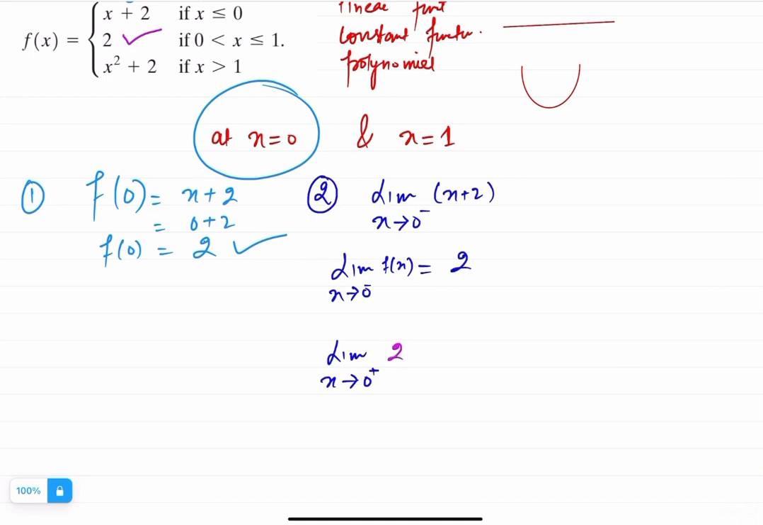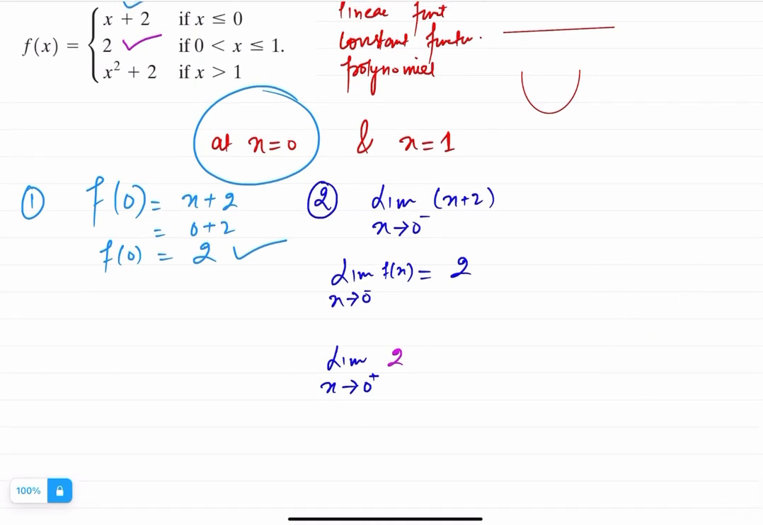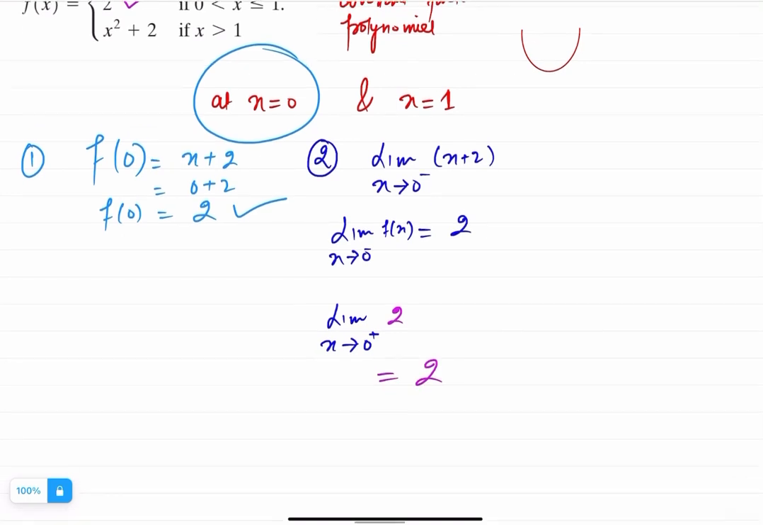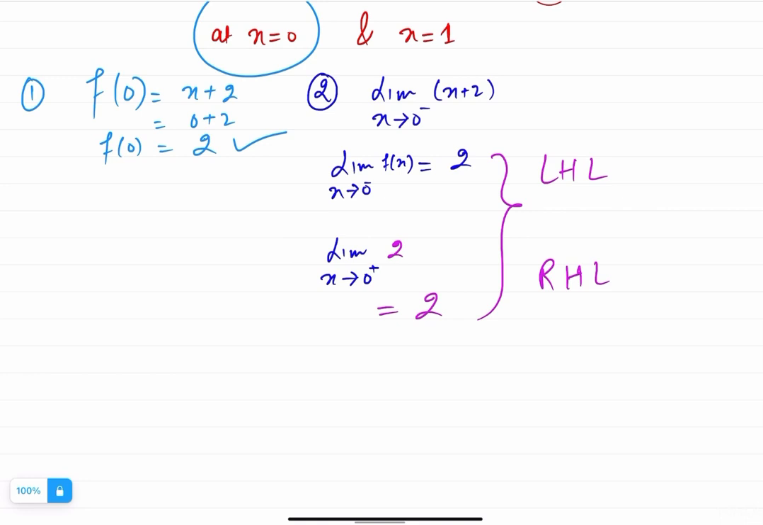That is 2. We know the constant function. It doesn't matter where we want to find the limit. Suppose this is a constant function. You want to find the limit here, here, here, anywhere. Its limit is always equal to that constant number. So its limit will be equal to 2. So we can see that the left hand limit and right hand limit are equal. So we can say that the limit x approaching 0 for this function is equal to 2.